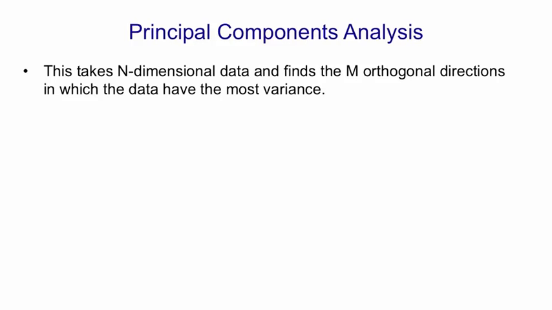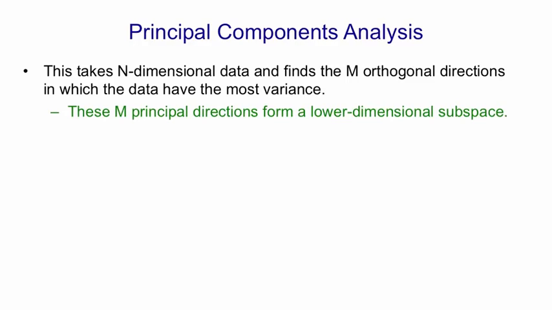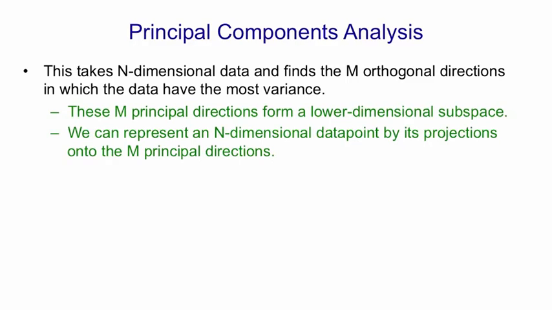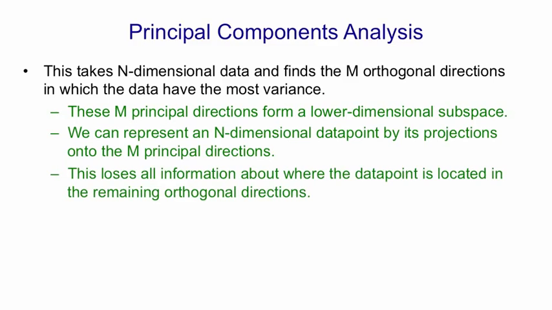In principal components analysis, we have n-dimensional data, and we want to represent it using less than n numbers. And so we find m orthogonal directions in which the data has the most variance, and we ignore the directions in which the data doesn't vary much. The m principal directions form a lower dimensional subspace, and we represent an n-dimensional data point by its projections onto these m directions in the lower dimensional space. So we've lost all information about where the data point is located in the remaining orthogonal directions. But since these don't have much variance, we haven't lost that much information.